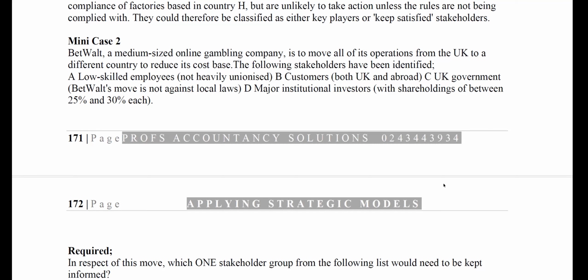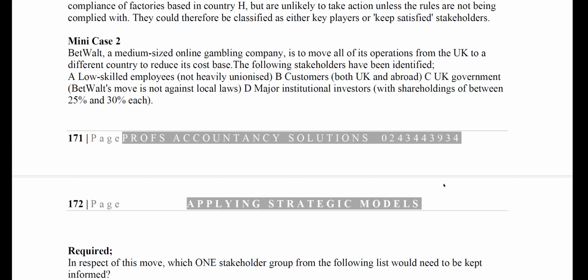This one is a simple question, straightforward, then let's move. Everybody's quiet. Which of the stakeholders will need to be just kept informed? The customers. Customers, are you sure? Because they are moving their operations to... Customers will be kept informed.